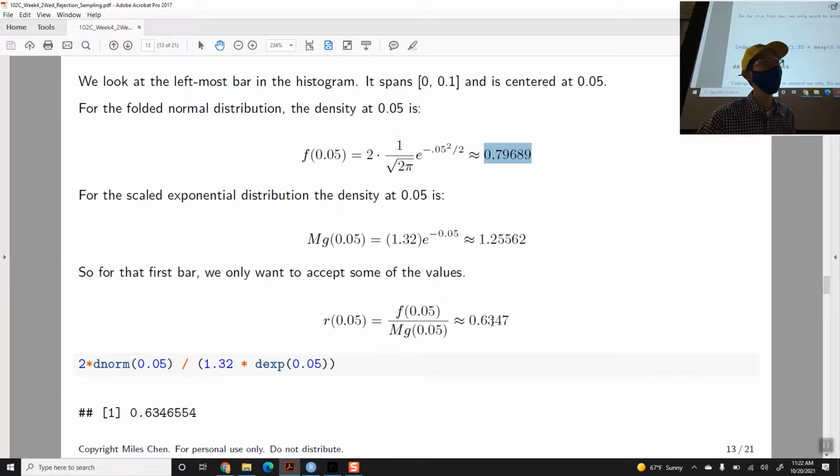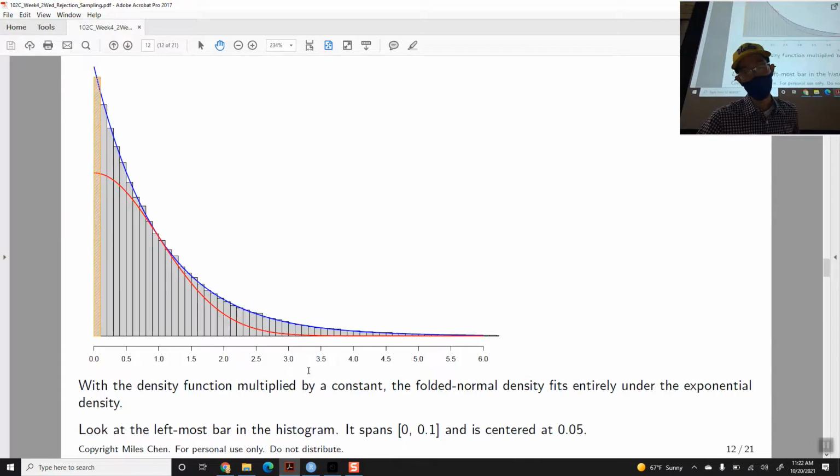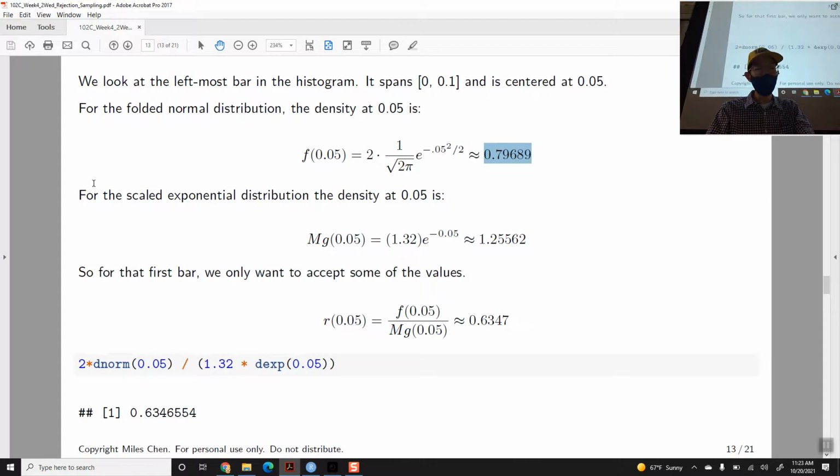Okay, it's actually less than 70%. It's only 63%, 63.5%. So if I do this calculation, 2 times d norm 0.05 divided by 1.32 times d exponential at 0.05, I get about 63%. So this says, when you generate a value around 0.05, don't accept all of them, only accept around 63% of those. And how do we ensure that we only accept around 63% of those? We generate u, and we will only accept it if u is less than 63%, or 0.63. And that's what we do.